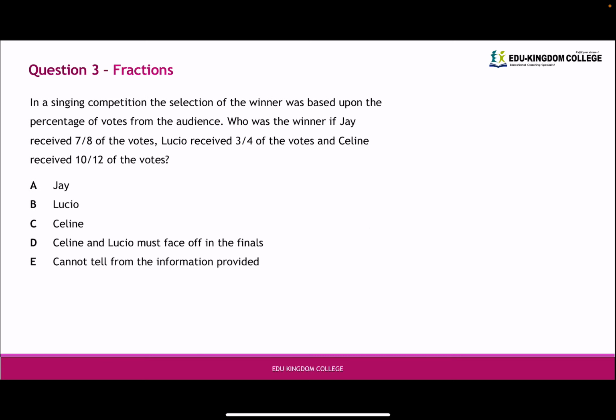Now for question 3, we're just comparing who has the highest proportional fraction of votes. So Jay has 7/8, Lucio has 3/4, Celine has 10/12. Now we can simplify Celine's fraction, which is 5 out of 6, and then after that, we can find that the LCM is 24.